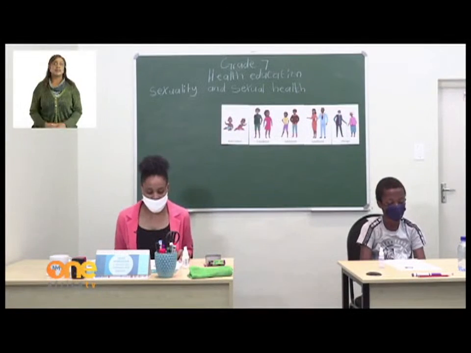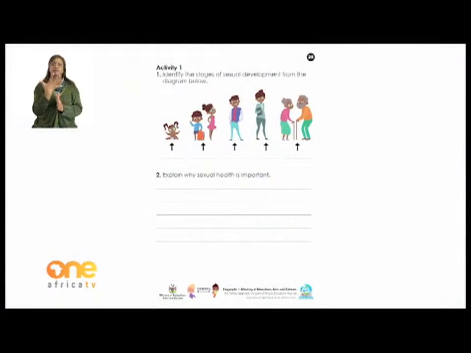Let's turn to page 25. On page 25, you can find your activity. This is activity 1. Number 1, identify the stages of sexual development from the diagrams below. You should just fill in the spaces provided. Number 2, explain why sexual health is important.